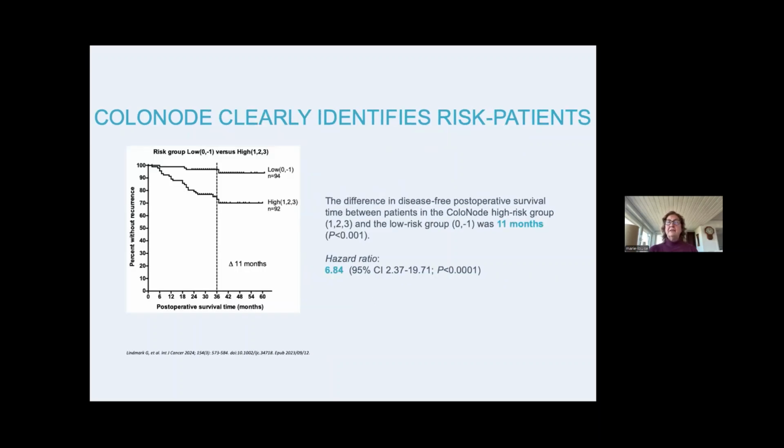ColoNode clearly identifies risk patients, and the difference in disease-free post-operative survival time between patients in the high group, that is 1, 2, and 3 together, and the low group, that is 0 and -1, was 11 months, as is illustrated in this Kaplan-Meier graph here. The hazard ratio between the low and the high group was 6.84. It was a very big difference.